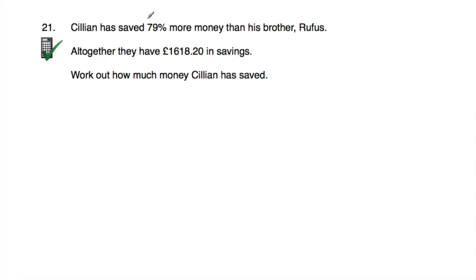Okay, so Killian has saved 79% more than his brother Rufus. So let's let his brother Rufus have 100% in savings. So he's got 100%. And that means that if Killian saved 79% more, he's got 179%. So if Rufus had 100%, Killian would have 179% because he's got 79% more.